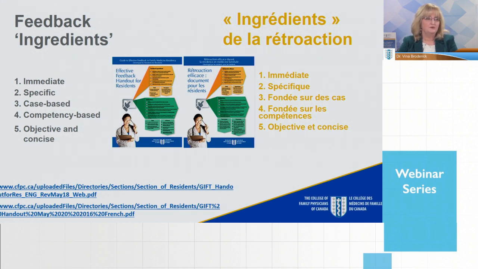They should also be, number 4, competency-based. They should be centered around the core competencies in family medicine, that is the 99 core topics, or if this is an undergraduate situation, then they should be centered around the objectives for that program. And number 5, they should be objective and concise. They should be accurate and to the point.